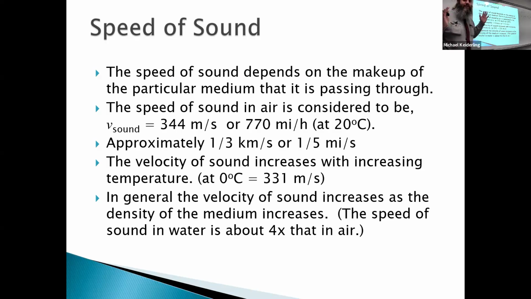And in general, the speed of sound increases as the density of the medium increases. So the speed of sound in water is around 4 times that of air. And that's similar to the speed of sound in your body, because your body is mostly water.